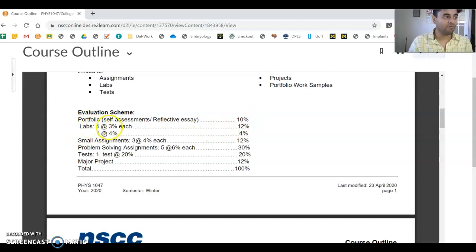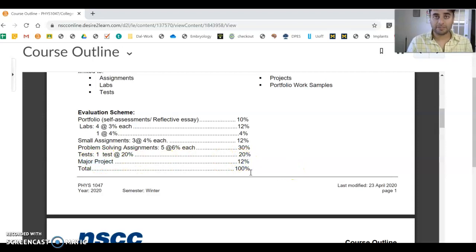Labs, there are 4 worth 3% each, and one of the labs is 4%. Small assignments, there will be 3, and each is 4%, so that makes 12%. Problem solving assignments, there are 5, 6% each, so that makes it 30%. There is one test. Good news, it's a take-home test. It's not proctored anymore because of our beloved COVID virus, and that is worth 20%. Also, there is a major project worth 12%.